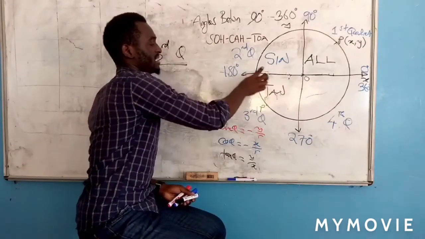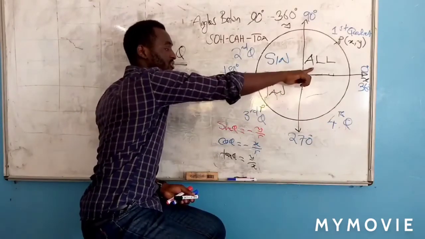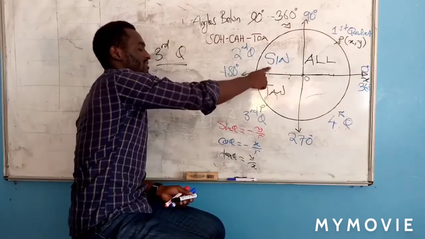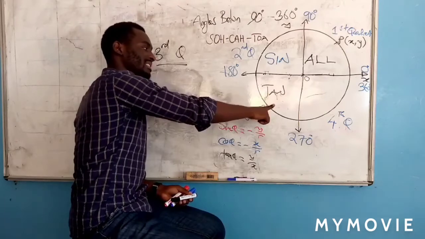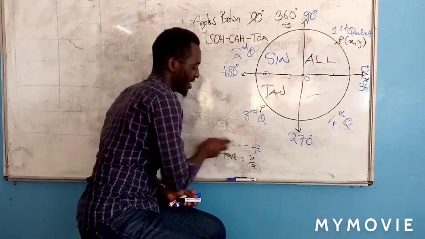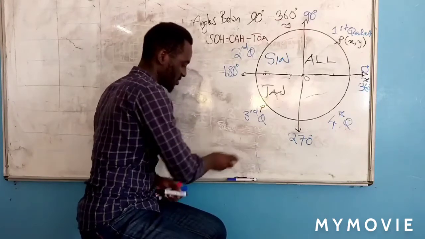Remember that in the first quadrant, all the ratios were positive. In the second quadrant, only sine was positive. Now in the third quadrant, only tan is positive. Let's try the last quadrant.